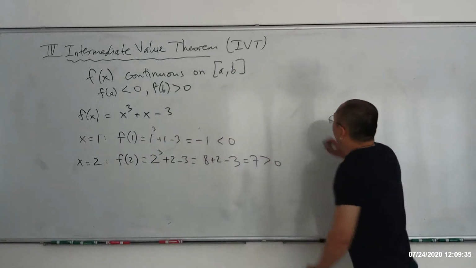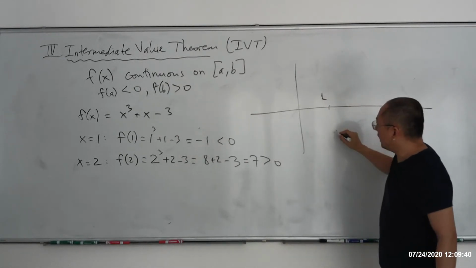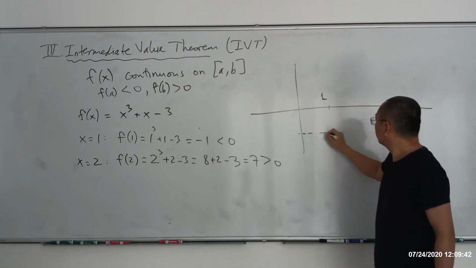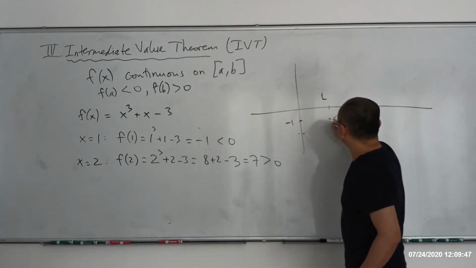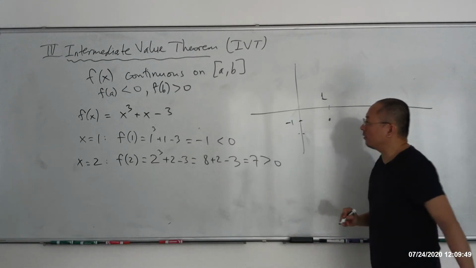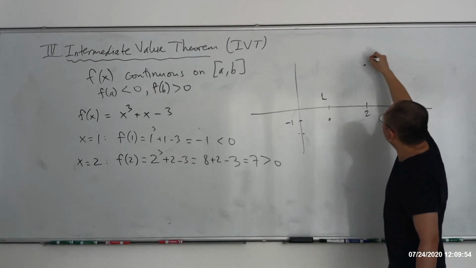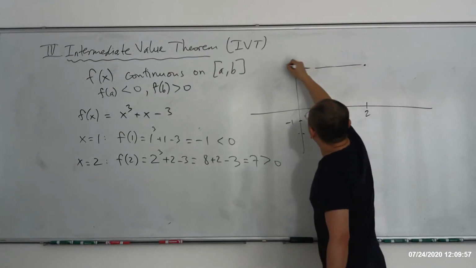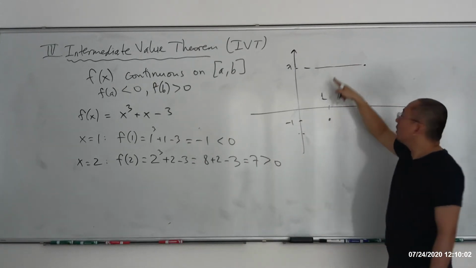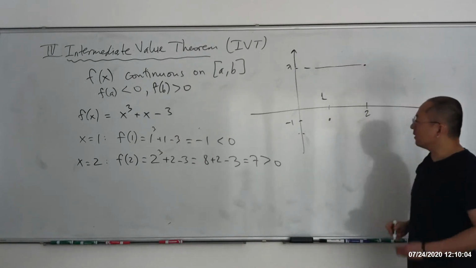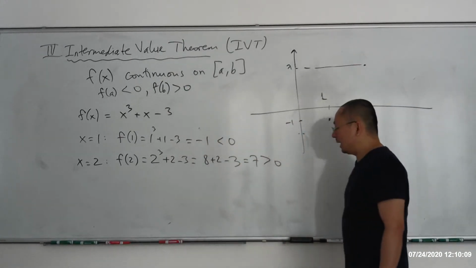So, graphically, what are we seeing in here? When x equals 1, you get negative 1 right here. Okay? We got negative 1 right here. x equals 1, f of 1 is negative 1. x equals 2, f of 2 is 7, so we're up here. So we have one point below the x-axis, and the second point above the x-axis. Okay? And of course, all polynomial functions are continuous over the whole domain.